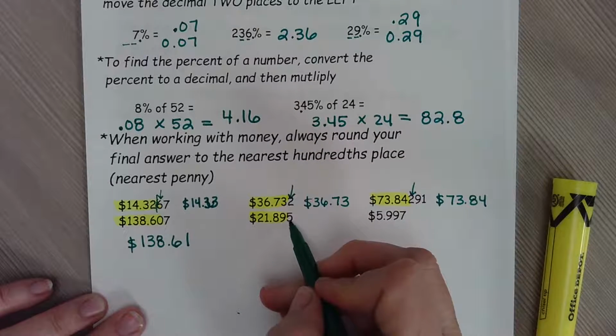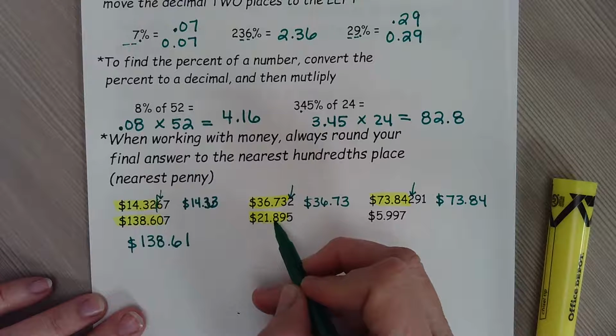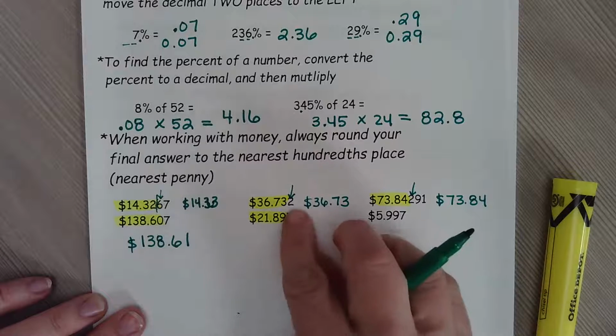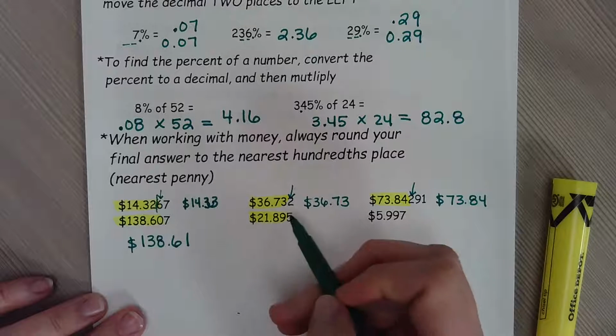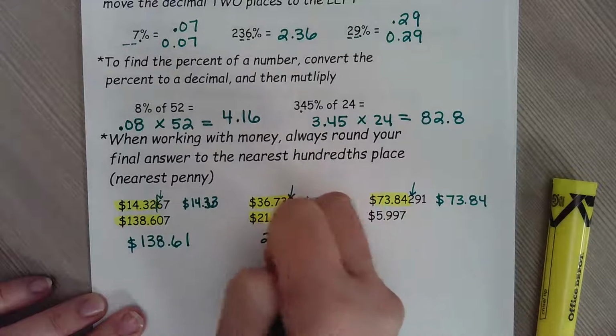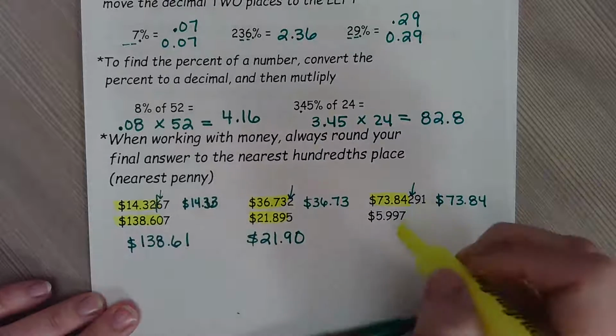$21.89, or we're going to round up. This 5 is telling us to round up. Now, when we round this 9 up, it becomes a 10, which means this 8 becomes a 9. So think about it, $21.89, one more penny would be $21.90.